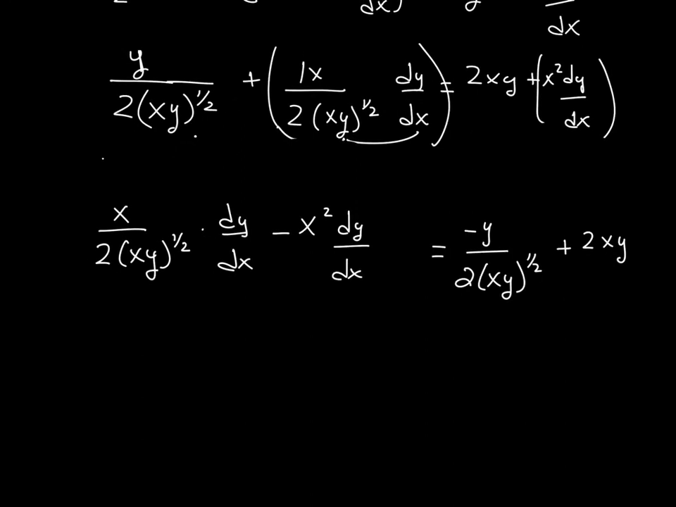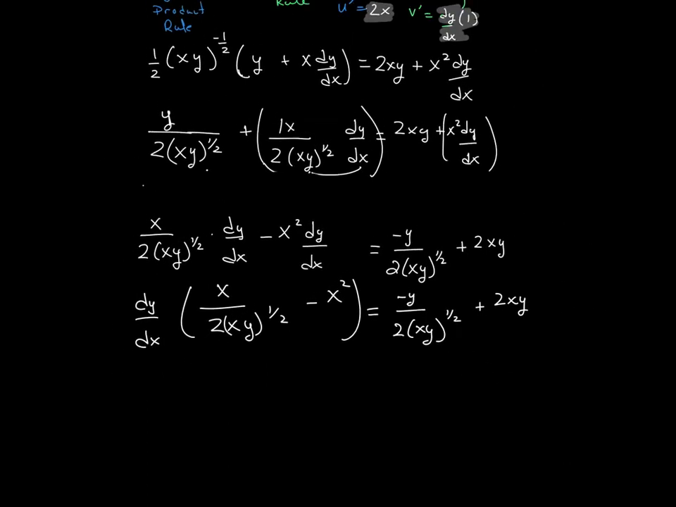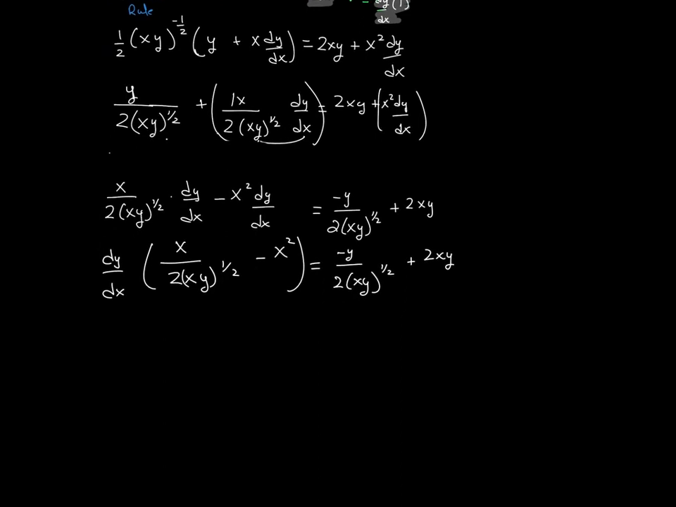Over here on the left-hand side, I'm going to factor out the dy dx, leaving me with x over 2xy to the 1/2 power minus x squared is equal to negative y over 2xy to the 1/2 power plus 2xy. Now there's a little bit of a choice of how to do this. You could find a common denominator before dividing, but just try to get all of this on the same side.